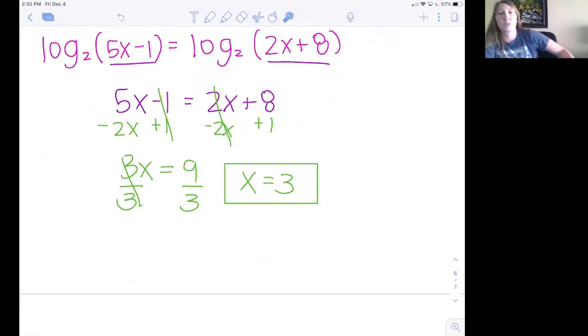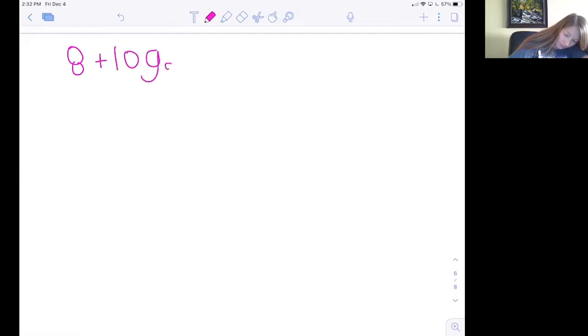Okay, so question 10. I guess this is maybe how you have to manipulate it, but I don't think this is as hard. So I've got 8 plus log 5 of x equals 12.